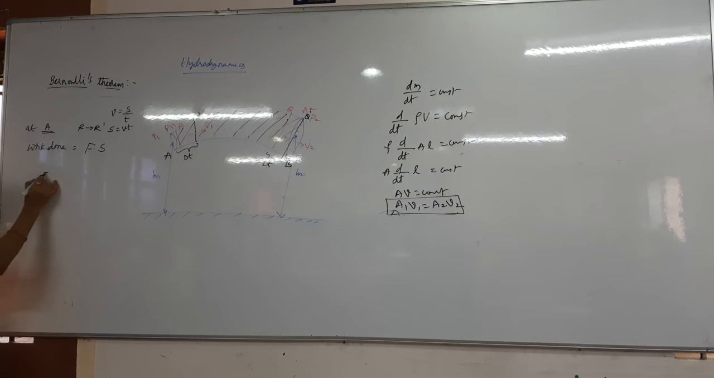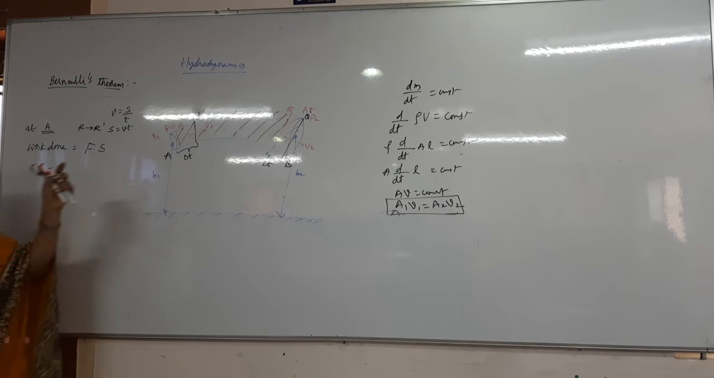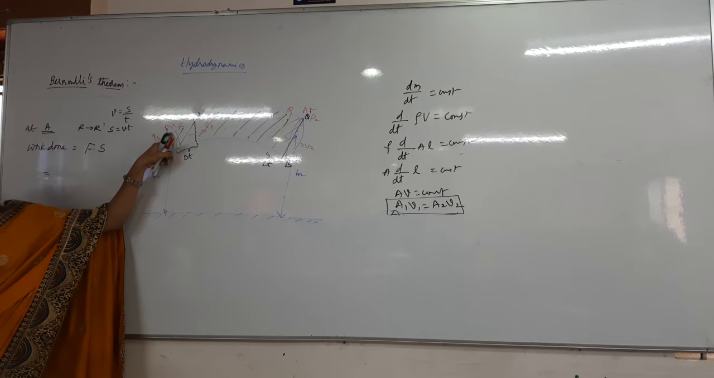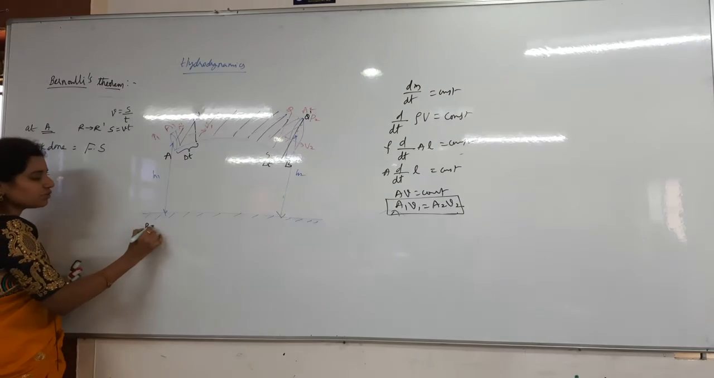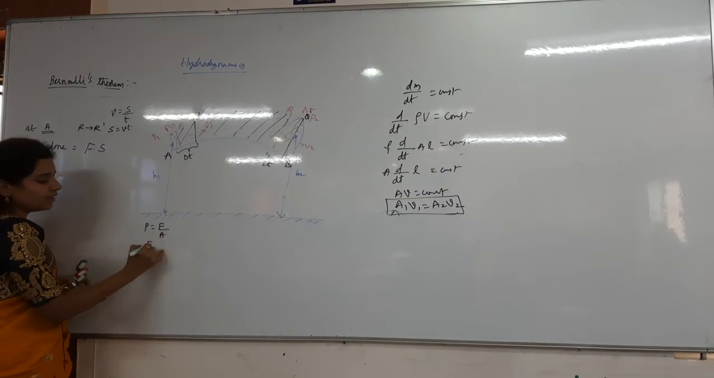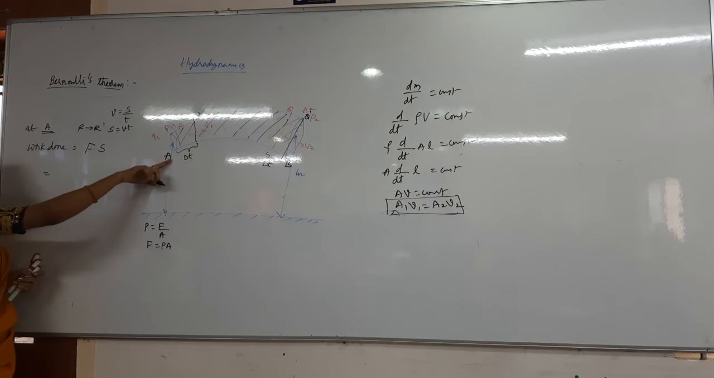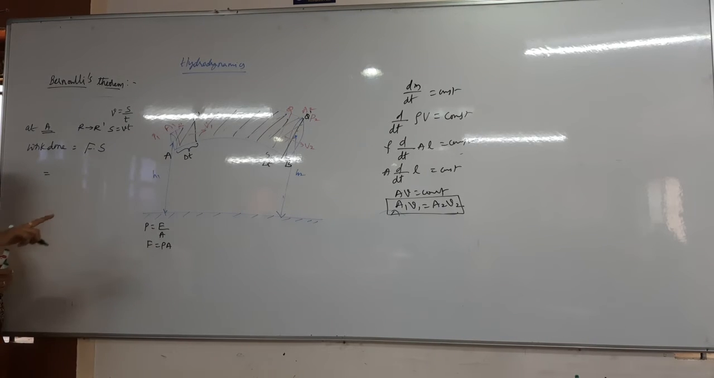Now how much force is it applying? Pressure is there and area is there here. Pressure is equal to force by area, so force is equal to pressure into area. At end A, the area is A1 and the pressure is P1. So the force by the fluid is nothing but P1 A1.